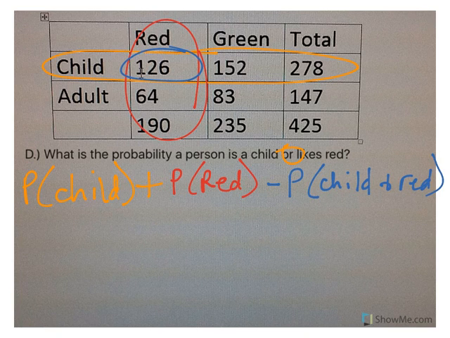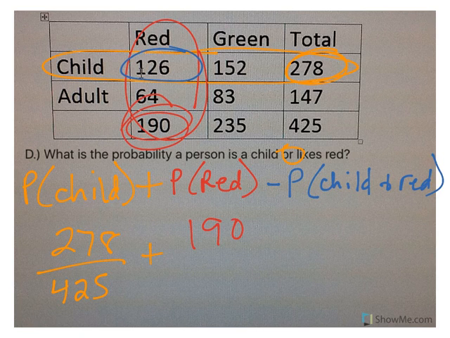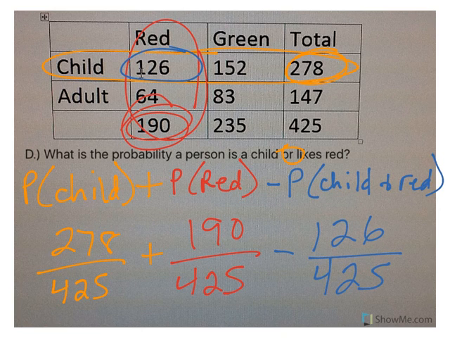So the probability of picking a child is 278 out of 425, right? Total children out of the total. Plus, how many people like red? Well, there's 190 red out of the total 425. And we're going to subtract the overlap. And the overlap is the 126 children who like red because we counted them twice. We counted them as children and we counted them as people who like red.